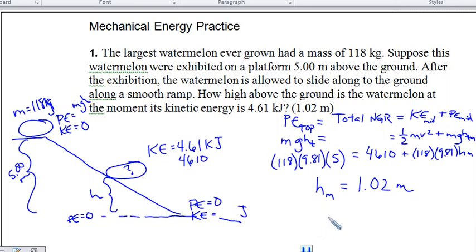Good luck solving the next problems, and all the answers are in parentheses, so you should be able to check your work.